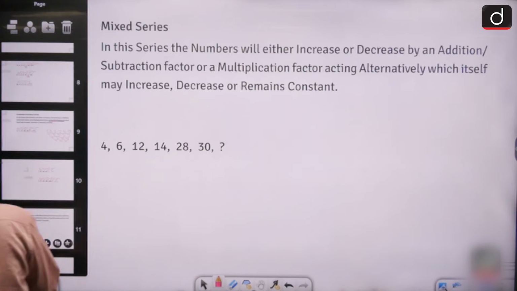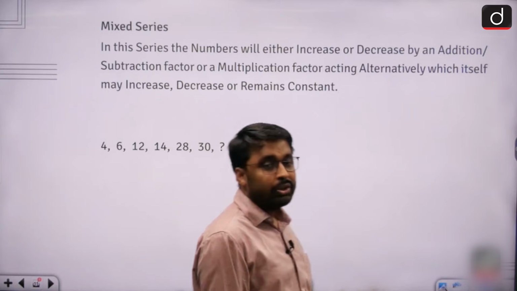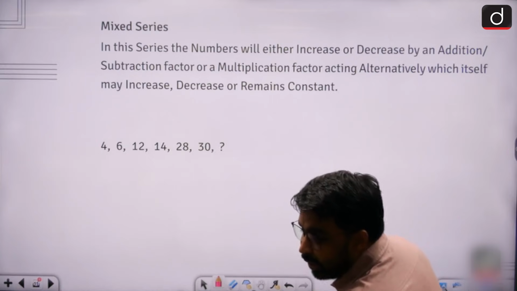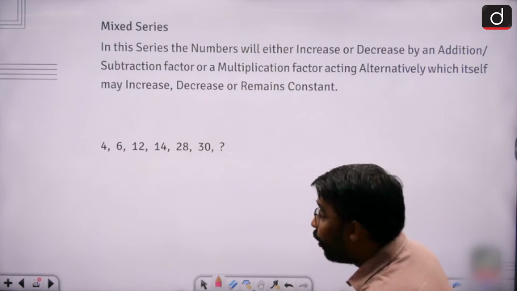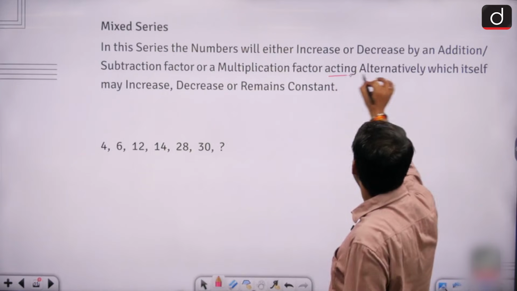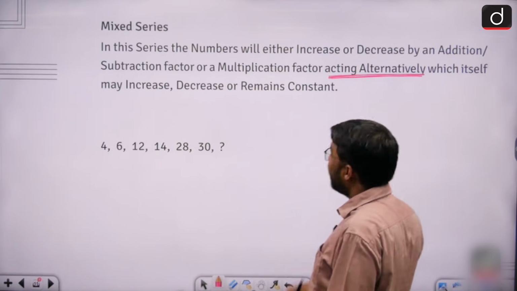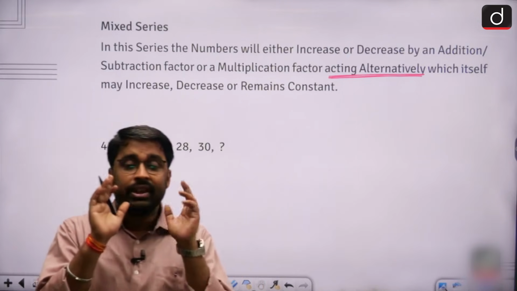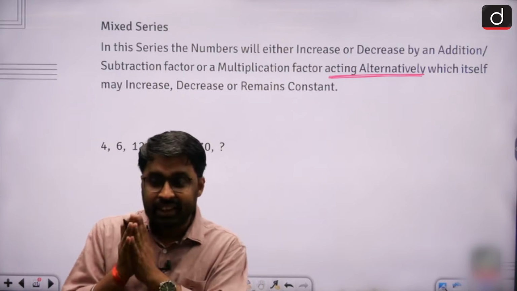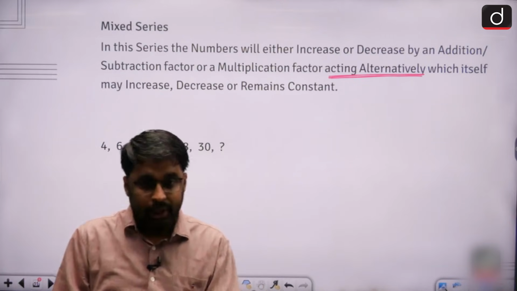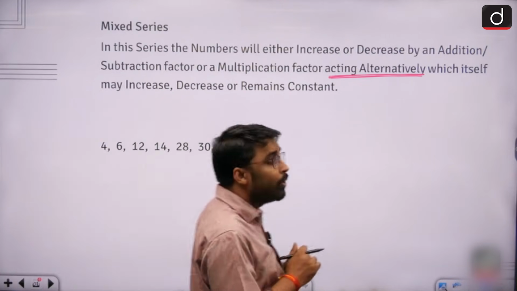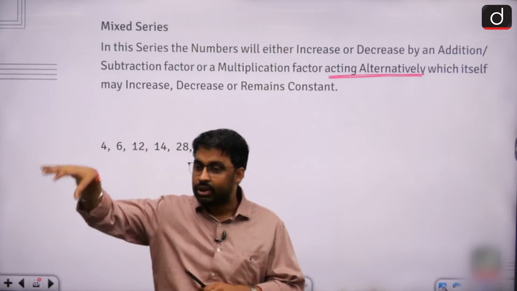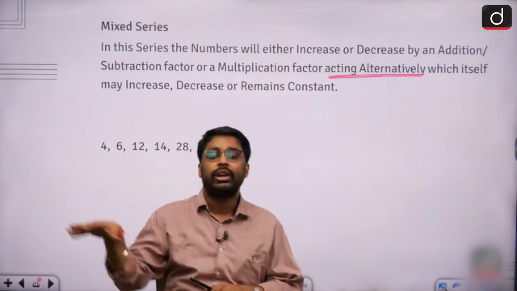इसके बाद लिखिए fourth type, that is called mixed series. Now the definition of mixed series says कि in this series the numbers will either increase or decrease by an addition or subtraction factor or a multiplication factor acting alternatively, and these factors themselves can increase, decrease or remain constant. See, unlike in arithmetico geometrico where the factors were acting simultaneously, that means at the same time as well as on the same set of terms, in mixed series the factors are going to behave alternatively. Acting alternatively means either the factors can behave in alternate manner or the factors can behave on alternate terms also.